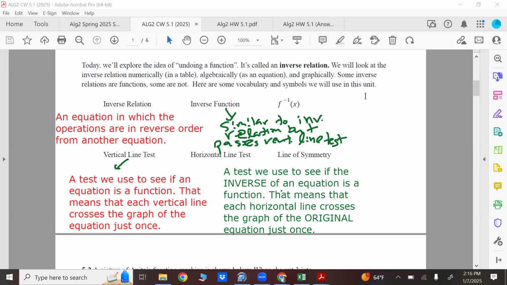And I'll show you this in practice in just a moment. So it's a test we use to see if the inverse of an equation is a function. That means that each horizontal line crosses the graph of the original equation just once. Line of symmetry: a line that cuts a graph in half.